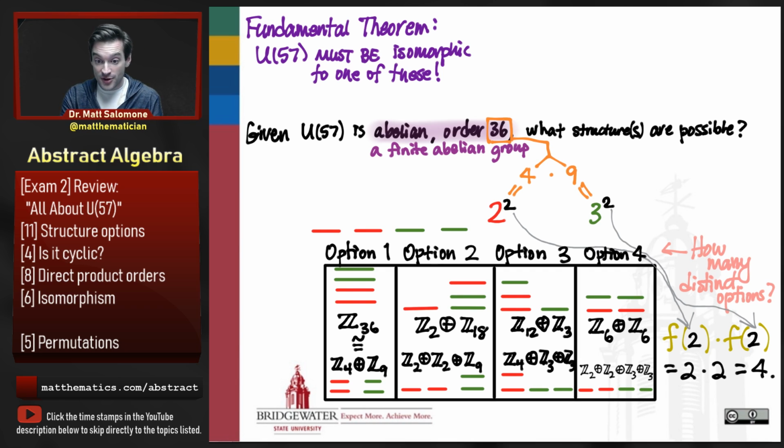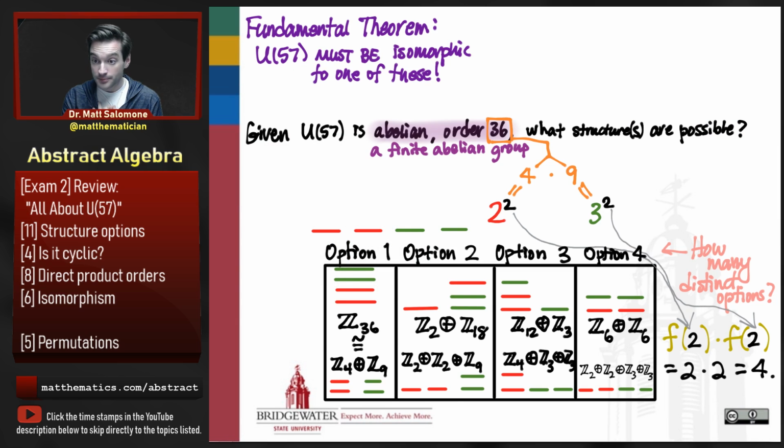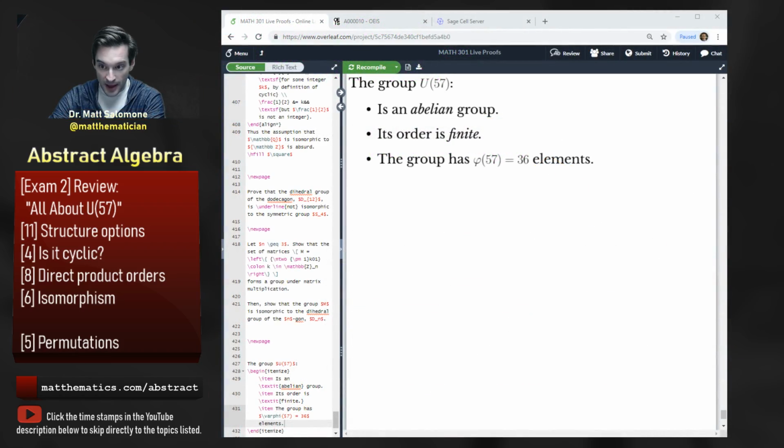So, of course, now our question is, how do we know which one it is? How do I know which of these options U57 is isomorphic to? To begin to answer that, I actually want to go back to the previous slide of information that we figured out about U57. One of the things we learned about it is that it has an element of order 18, and it has an element of order 9. Let's see if we can use that information to rule out some of the possibilities that are over here. So real quickly, I just want to add that into the list of things that I know before we go any further than what we had.